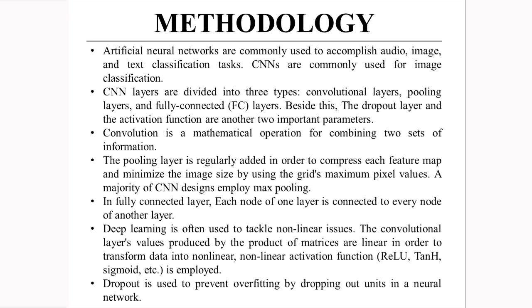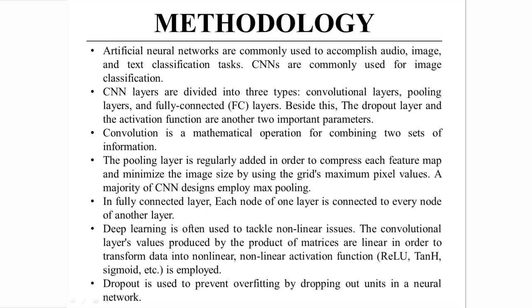Pooling layer is added in order to compress each feature map and minimize the image size by using the grid's maximum pixel values. Each node of one layer is connected to every node of another layer in fully connected layers.